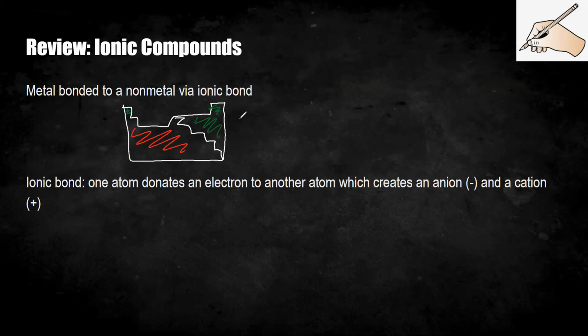Ionic bonds, remember, are when an electron is donated. For an example of an ionic bond between sodium and fluorine, sodium is going to donate its electron over to fluorine. And so sodium now is a cation and fluorine now becomes an anion, because fluorine all of a sudden has one extra electron around it. So it becomes a negatively charged anion.